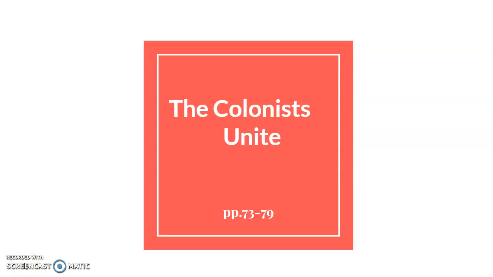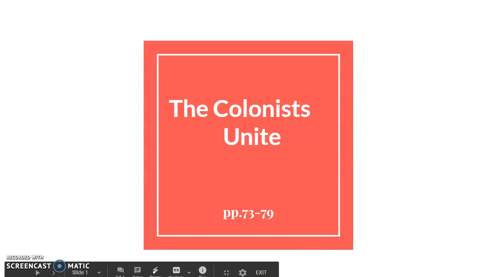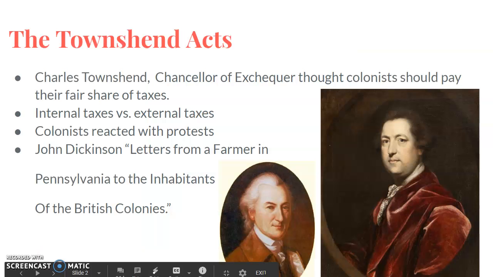Everybody, this is your lecture for pages 73 through 79 of your textbook. Remember, it's always wise to look over the textbook even though I've lectured on it. Okay, so today we're going to be talking about how the colonists form a united front against the British, and we're going to see some things that lead up to that.